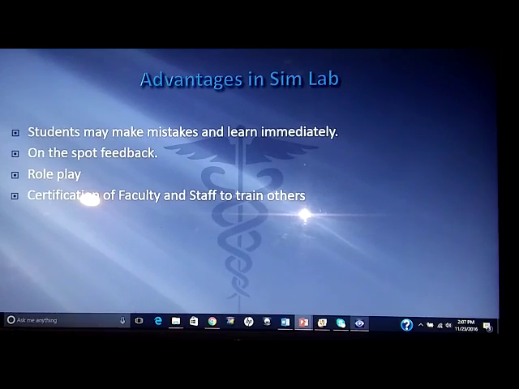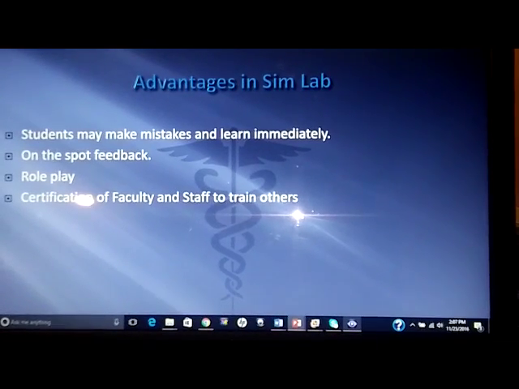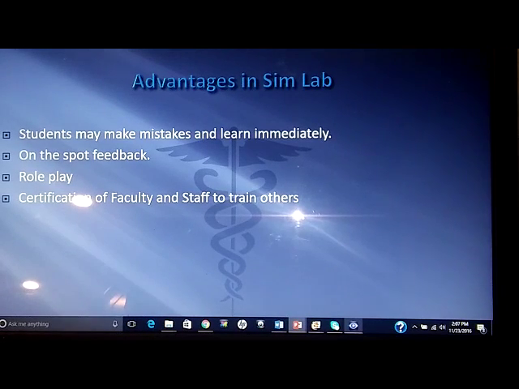So one thing about the simulation lab, it gives the students an opportunity to make a mistake and learn immediately from these mistakes. As nurse educators, we can provide on the spot feedback. We can tell them, hey, what they did wrong. Do you think you might want to do it this way to change up something? And then role play plays an integral part of the learning experience.